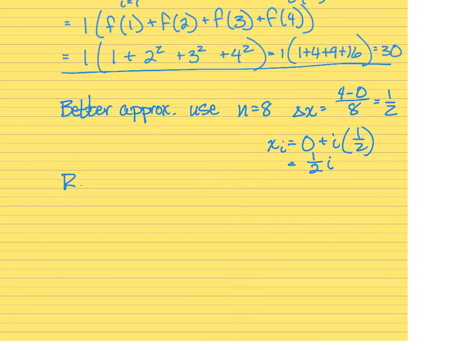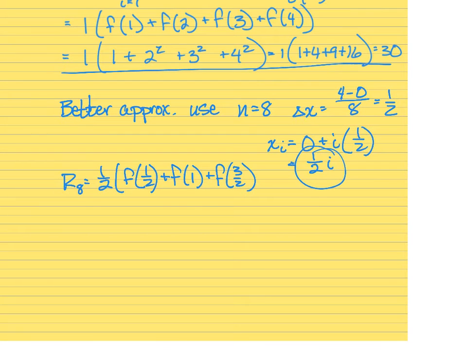And so the right end rule using 8 rectangles is going to be delta x times f at, I can just use this formula, plugging in a 1, 1/2. That's my first right endpoint. Now plug in a 2, f of 1. Now plug in a 3, 3/2. Plug in a 4, f of 2. Plug in a 5, f of 5/2. Plug in a 6, f of 3. Plug in a 7, f of 7/2. And plug in an 8, f of 4.